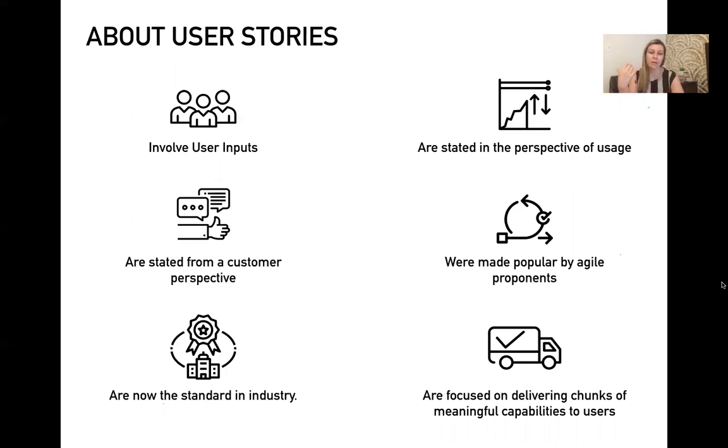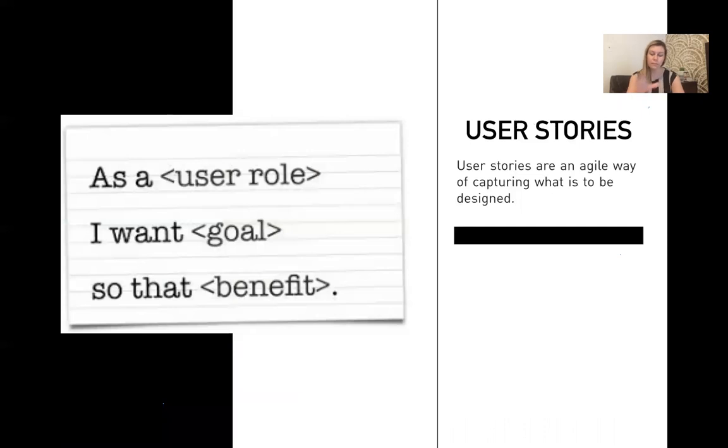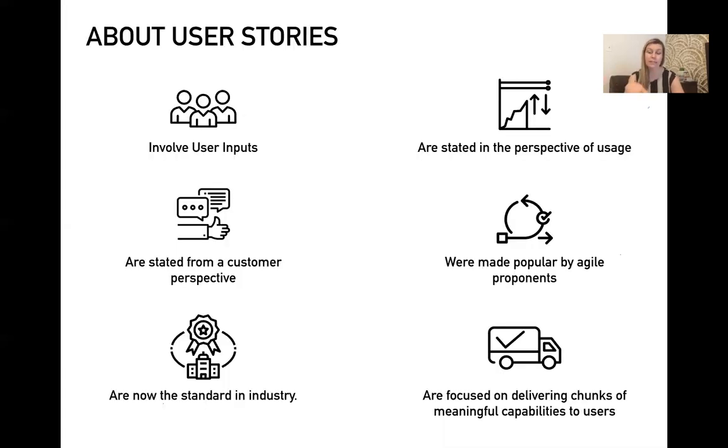We also want to state them from a customer perspective. So as you saw on the last slide, when we looked at an example of how these things are formatted, you'll see as a blank, as a user role, that's very important. So we're actually writing these in the perspective of the user. So we're trying to narrow down, okay, what is it that the user wants? And we're going to state it in that perspective so that we know that we are always designing for the user. And we know what this feature or what this thing that we're creating is for, and how it's going to help our user have a better experience.